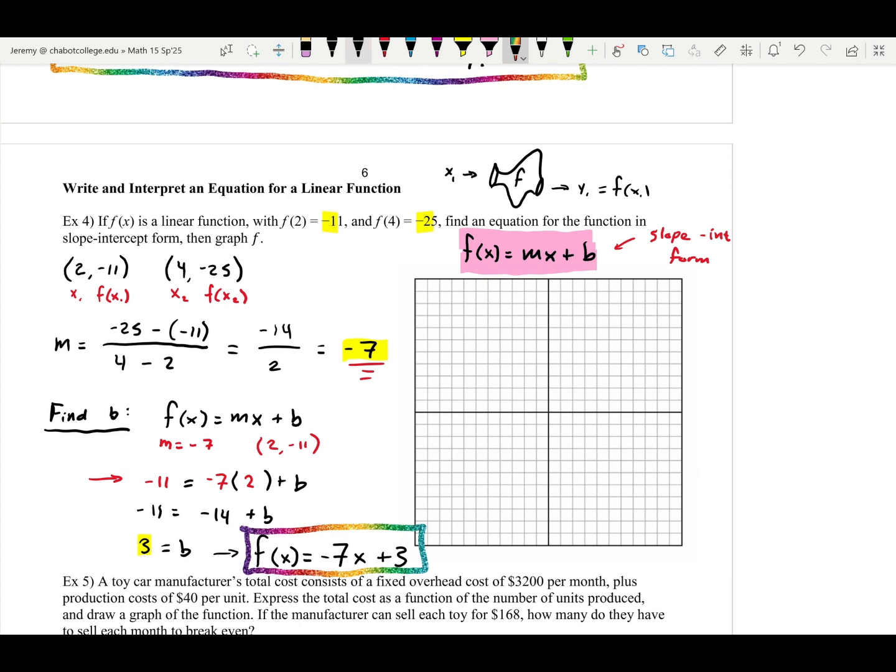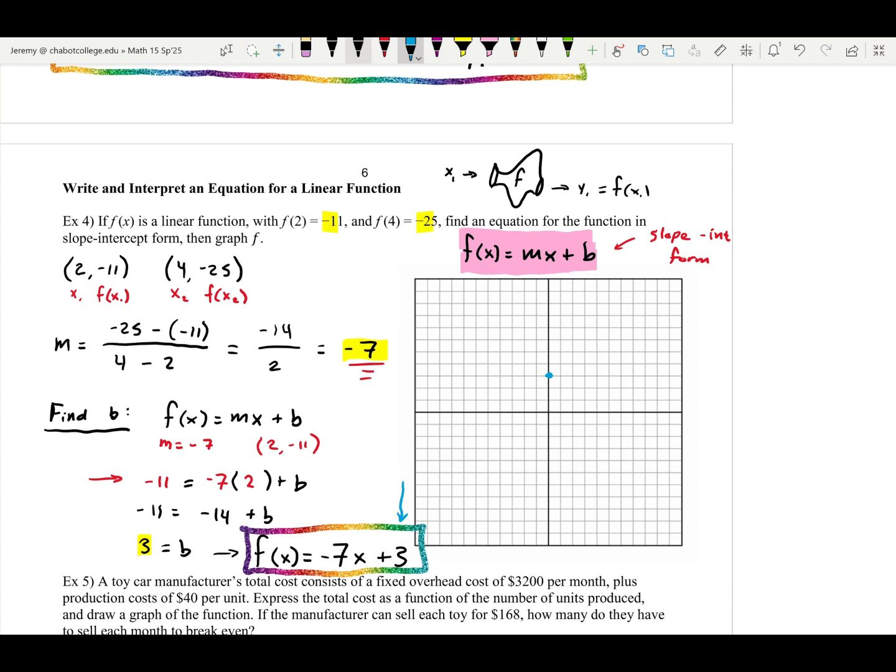All right, so find the slope. And then you can use the slope-intercept form, the slope that you found, and one ordered pair to solve for that y-intercept b. And we also want to graph this, so here's what I'll do. My y-intercept, I know, is going to be 3. So I'll just plot that point. That's the ordered pair (0, 3).